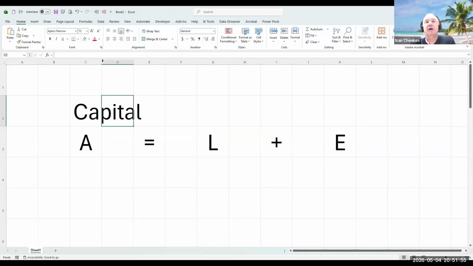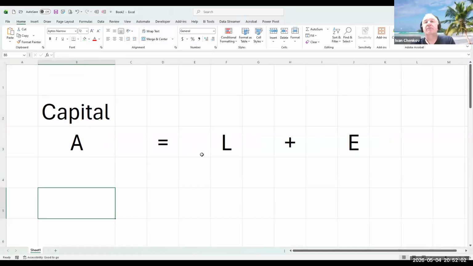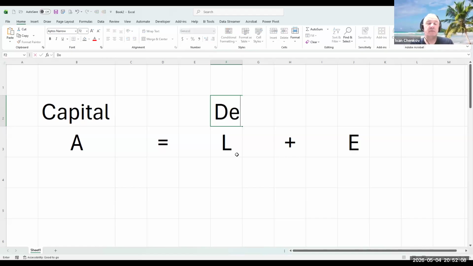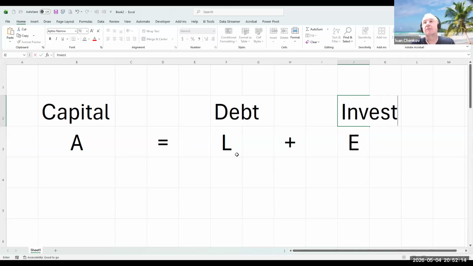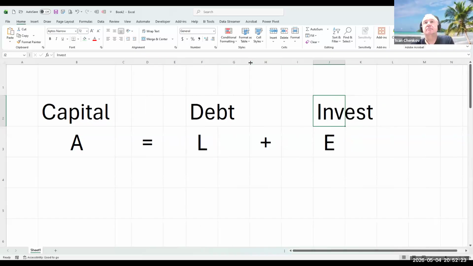What's interesting in this equation is that the assets, you can call it my capital. Now, if my assets are my capital, then where did my capital come from? Well, I can borrow it, but when I borrow it, I have debt. Or I can get somebody to invest it. Well, that's a good thing. So let's start digging into this and see how far we can go.